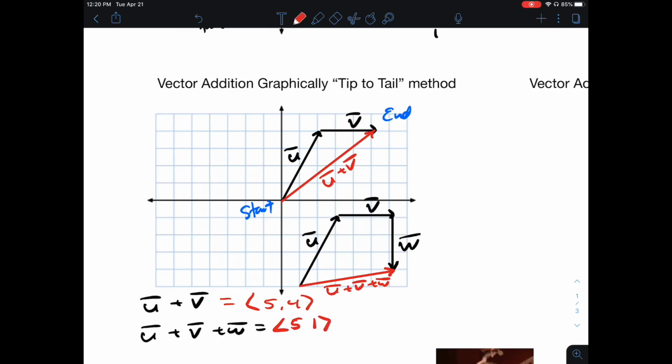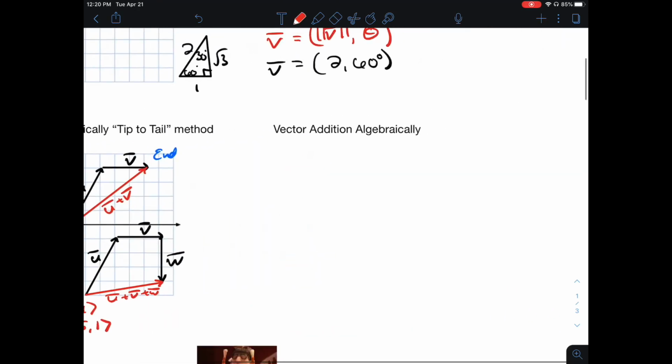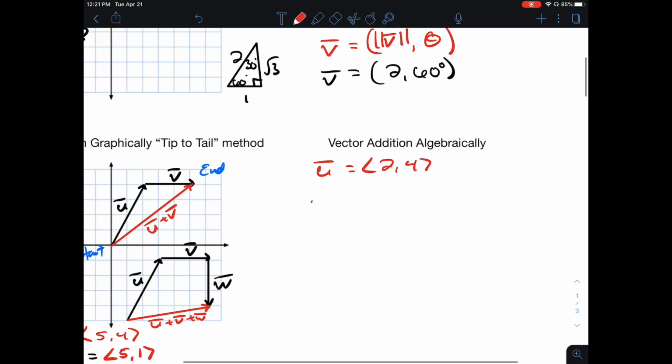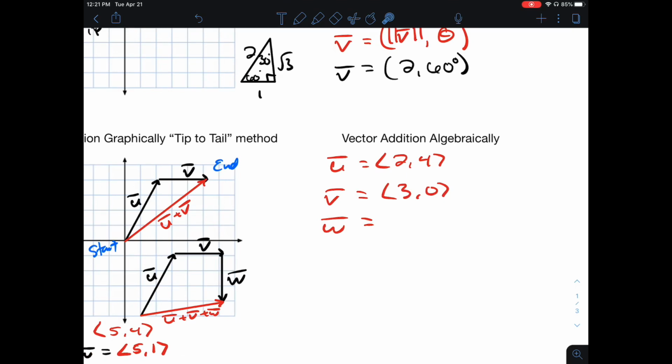Hopefully you'll find that is pretty simple. Vector addition algebraically. Let's take the same vectors, U in component form, went right 2 and up 4. V in component form, it went right 1, 2, 3, and up 0. And W in component form. Now remember, it doesn't matter where these vectors start and stop. It just matters what their magnitude is and their direction. So W goes left to right 0 and goes down 3.